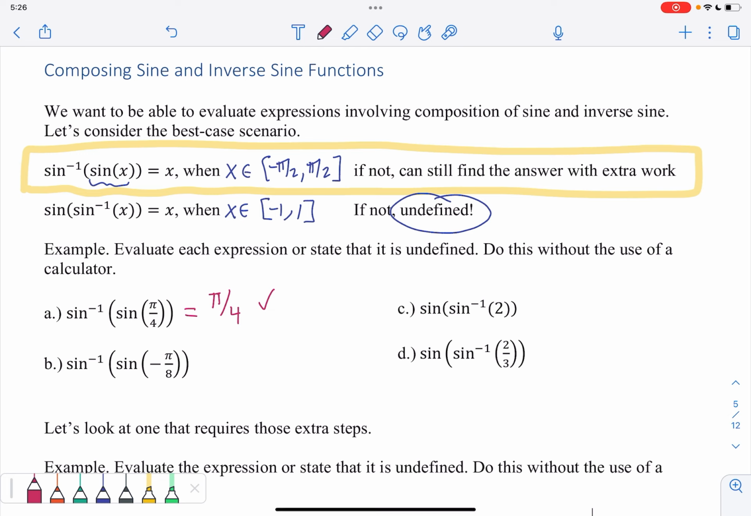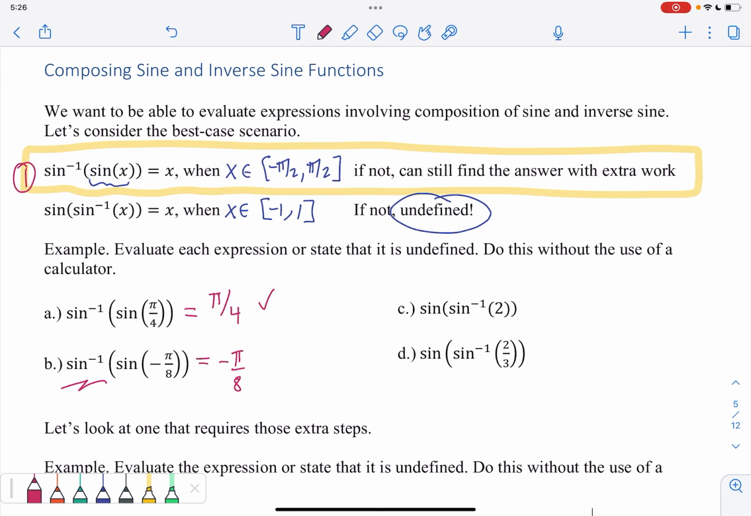Okay. What about part B? Sine inverse of sine of negative pi over 8. Well, this is still this case 1 here where sine inverse is on the outside and negative pi over 8 is in the interval negative pi over 2 to pi over 2. So this whole thing is just equal to negative pi over 8. And it's because these are inverse functions, right? They undo each other to leave the input just equaling the output. Again, it's because I have this best case scenario where my input angle is between negative pi over 2 and pi over 2, and sine inverse is allowed to have that as an output.